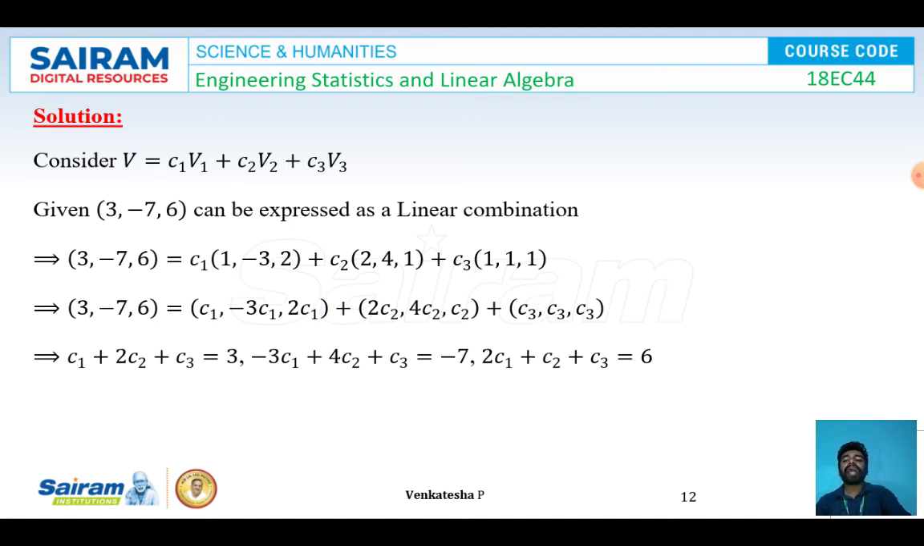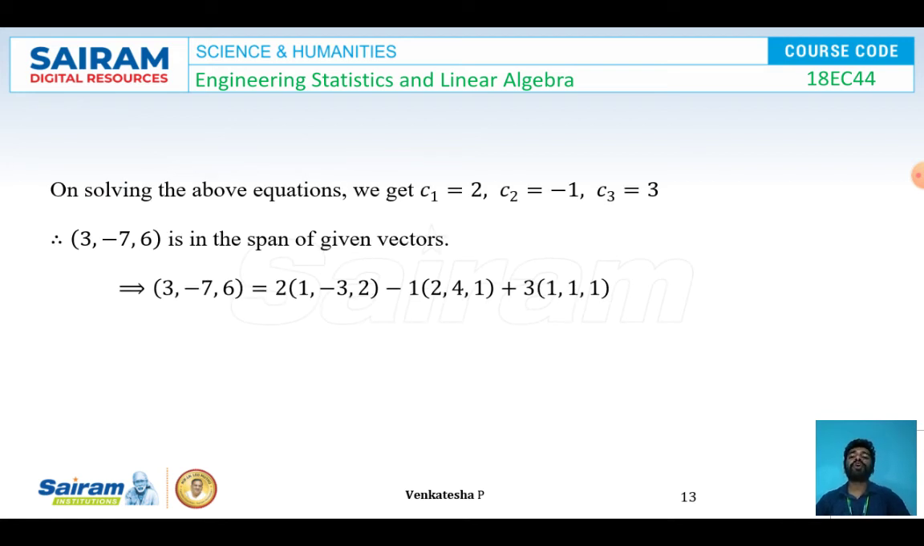Expanding this, I got a system of three equations with three unknowns: C1 plus 2C2 plus C3 is equal to 3, minus 3C1 plus 4C2 plus C3 is equal to minus 7, 2C1 plus C2 plus C3 is equal to 6. Now by solving this system with respect to the three unknowns, I got C1 is equal to 2, C2 is equal to minus 1, C3 is equal to 3. So hence we can conclude that (3, minus 7, 6) is in the span of the given vectors V1, V2, V3, so that (3, minus 7, 6) can be written as 2 times (1, minus 3, 2) minus 1 times (2, 4, 1) plus 3 times (1, 1, 1).